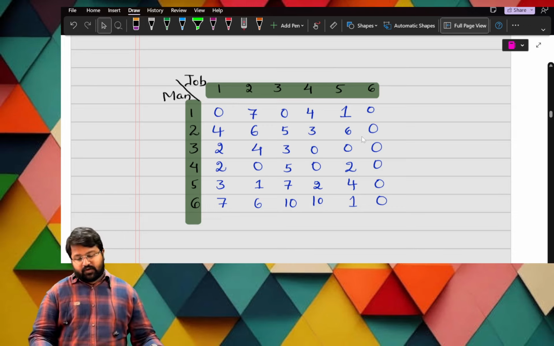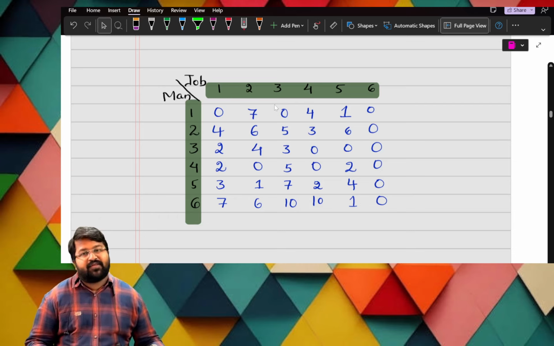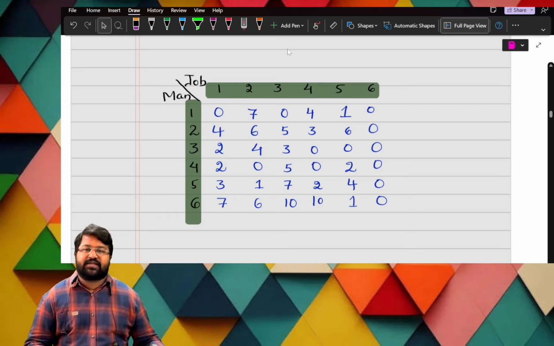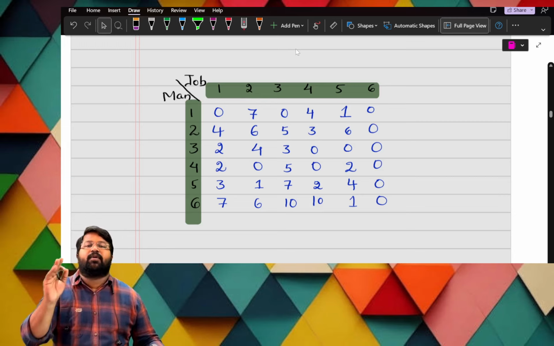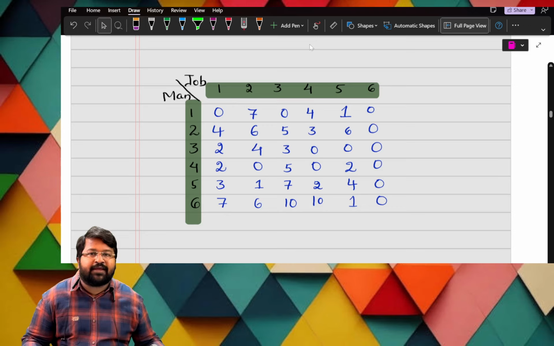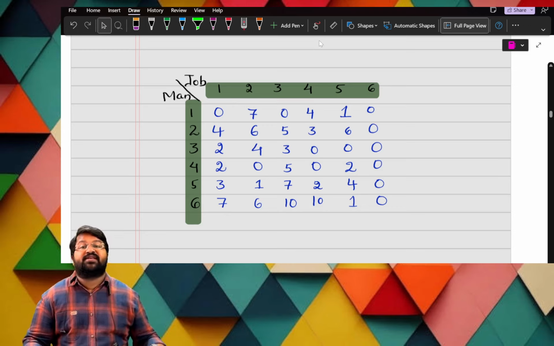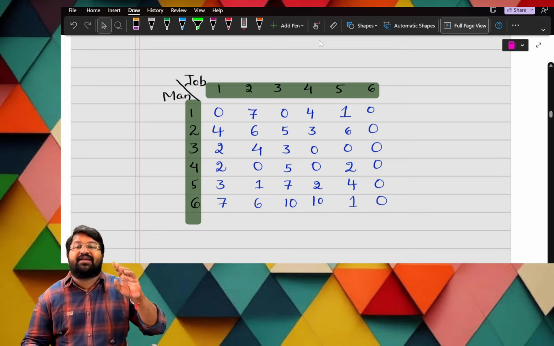Now, we are done with our column operation. Then what is the third step? It is the test for optimality. What is the test for optimality? Identifying the rows with a single zero and cutting the columns.